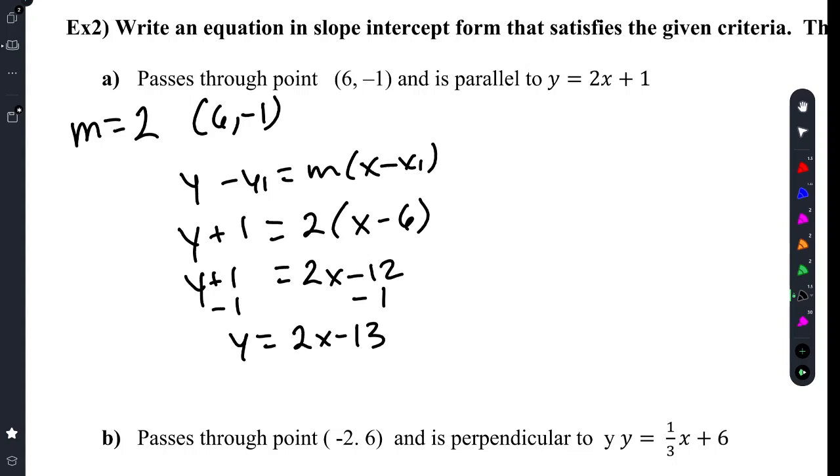If you wanted to check it, you could check it. If you plugged in 6 for x, what should you get out for y? Negative 1. Let's try it. 2 times 6 is 12. 12 minus 13. So that's telling me that that point is on the graph, and it's parallel.